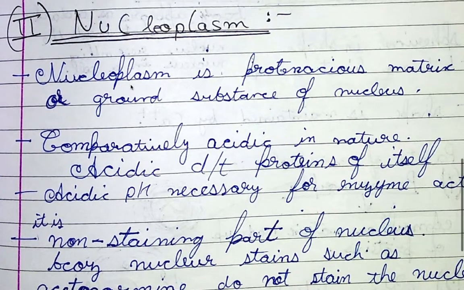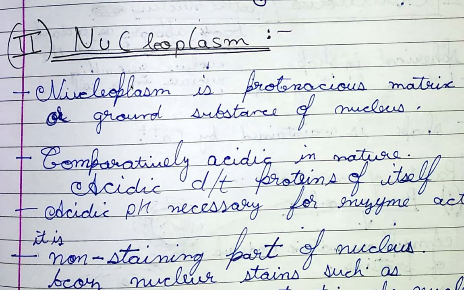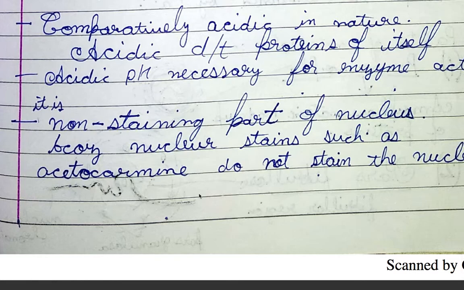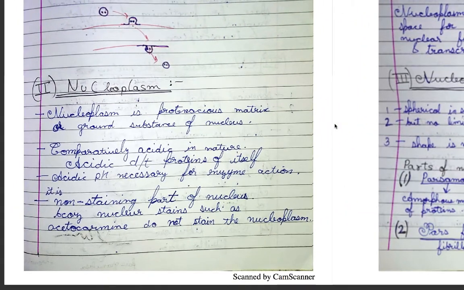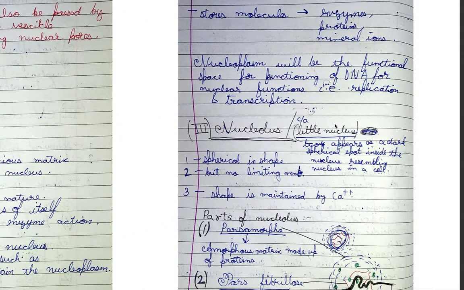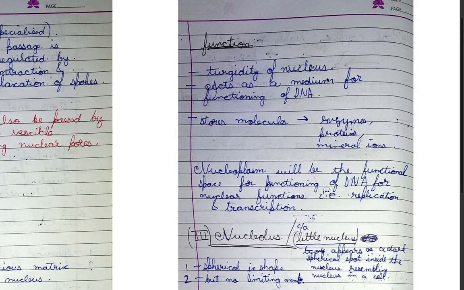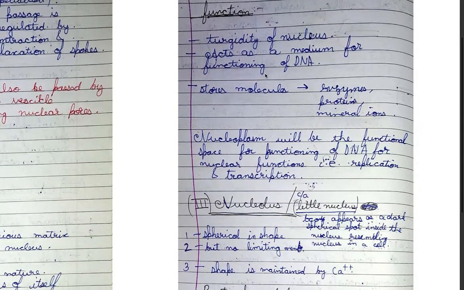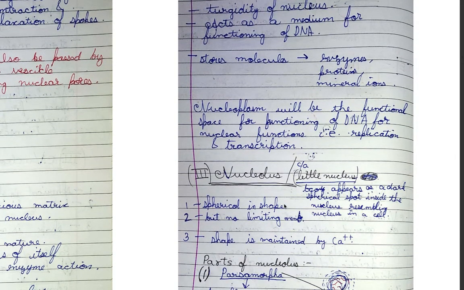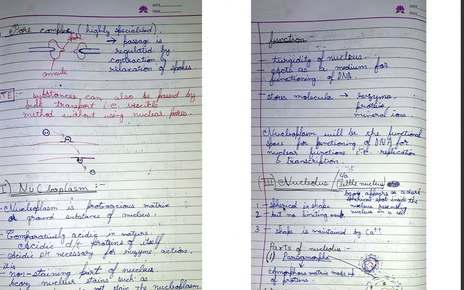Now, nucleoplasm. Nucleoplasm is a proteinaceous matrix or ground substance of the nucleus, comparatively acidic in nature, acidic due to its own proteins. It is the non-staining part of the nucleus because nuclear stains such as acetocarmine do not stain it. Nucleoplasm helps in the integrity of the nucleus and acts as a medium for functioning of DNA. It also stores molecules like enzymes, proteins, mineral ions. Nucleoplasm will be the functional base for DNA for nuclear functions, that is replication and transcription.